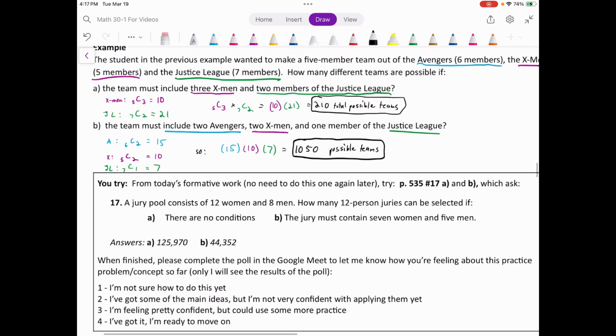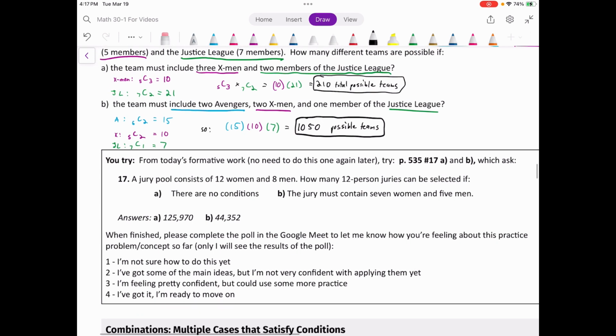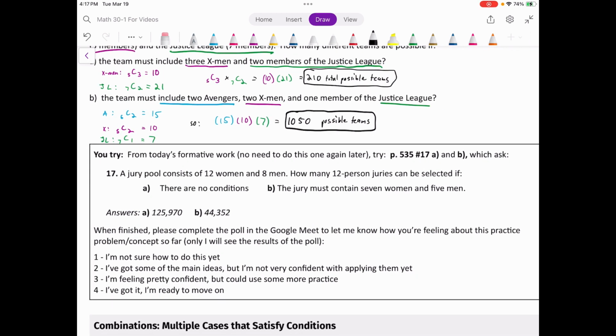Cool, right? Pretty powerful calculation, something that kind of makes your head spin at first, hard to think about. But by using these mathematical principles, we can get there a lot quicker than just trying to list out all the different teams. It would take forever to list out all 1,050 options.